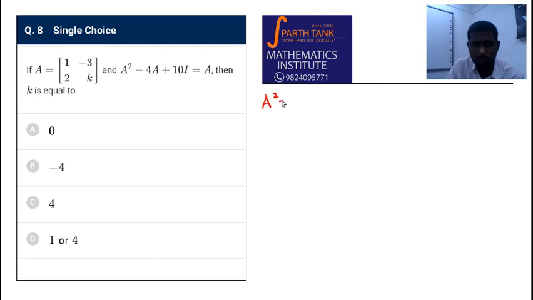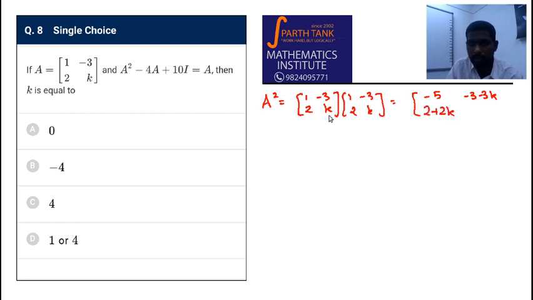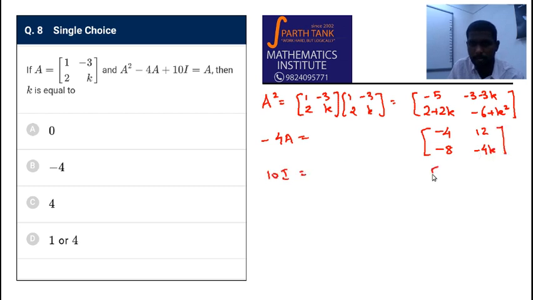So let us go ahead and calculate each of these terms. A squared is [1, 2; -3, K] multiplied by [1, 2; -3, K]. So this is 1 minus 6, which is minus 5; minus 3 minus 3K; 2 plus 2K; and minus 6 plus K squared. And then minus 4A is going to be minus 4, minus 8, 12 and minus 4K. And 10I, what is 10I? 10, 0, 0, 10.